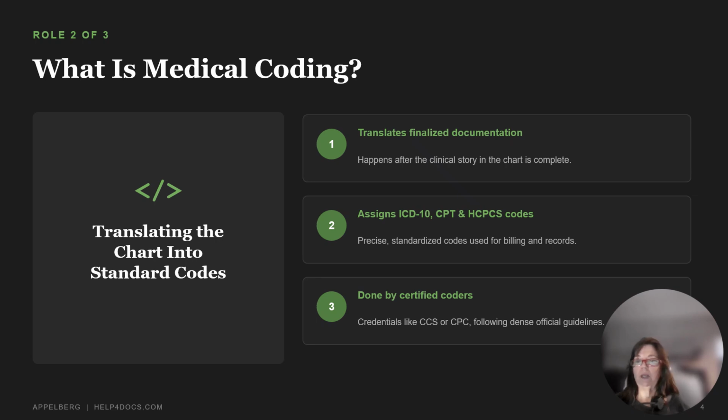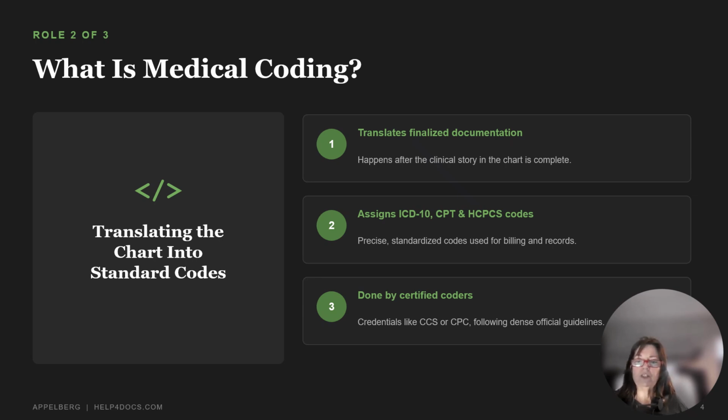Medical coding happens after the documentation is finalized. If CDI is about making sure the story in the chart is complete and accurate, coding is about translating that finished story into standardized language, specifically ICD-10 codes for diagnoses, and CPT and HCPCS codes for procedures and services. Think of the coder as a translator, not an investigator. A good coder doesn't diagnose the patient or interpret unclear documentation. They take what's clearly and compliantly documented and convert it into the codes that will be submitted on a claim.